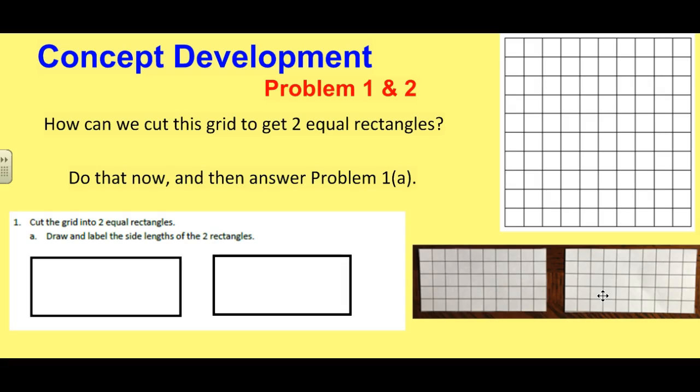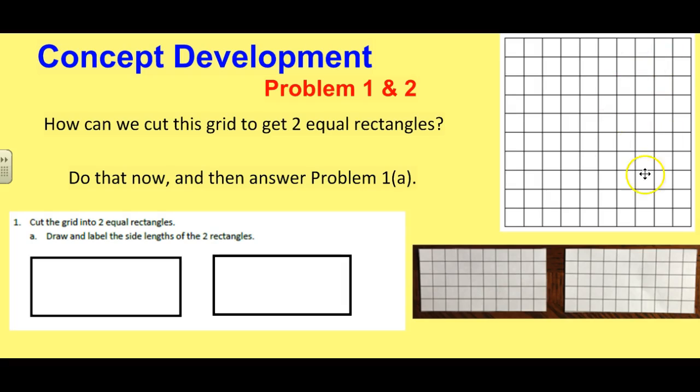Okay, you're also going to need your problem set, and we're going to work on some of the problem set during our concept development. For number 1, part A, it says draw and label the side lengths of the two rectangles that we just made. So you're going to draw two rectangles on your paper, and then we're going to label the side lengths.